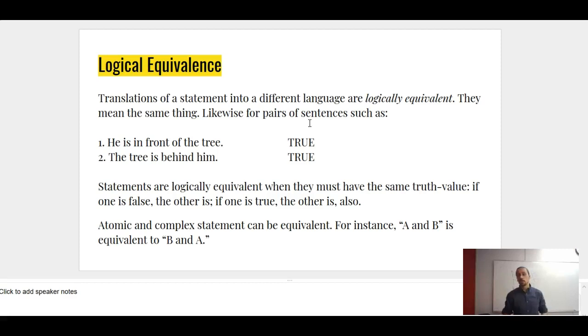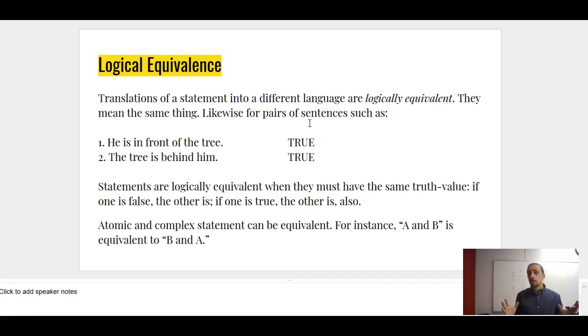We also have a notion of logical equivalence we should talk about. And all these features of sentences are going to be really important in our formal system, which is why I'm introducing them now. Translations of a statement to different languages should always be logically equivalent, because they mean the same thing. Within a language, if I say he's in front of the tree, the tree is behind him, both are going to be true, because they're saying the same thing. Statements are logically equivalent when they must have the same truth value. If one is false, the other must be false. If one is true, the other is also true.